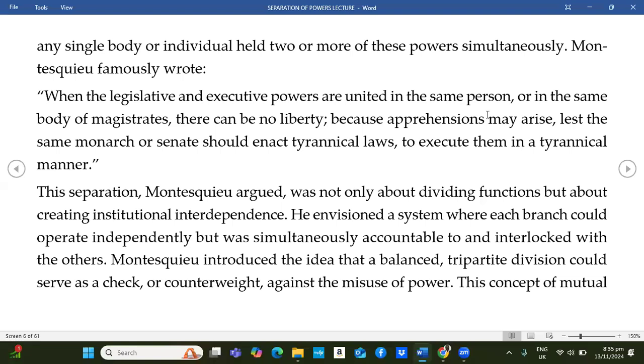And he's quoted in the literature to have made this statement, Montesquieu speaking, quote, "When the legislative and executive powers are united in the same person or in the same body of magistrates, there can be no liberty, because apprehensions may arise lest the same monarch or senate should enact tyrannical laws to execute them in a tyrannical manner," unquote.